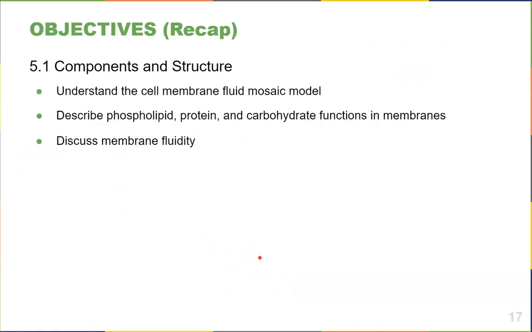Okay, so that's 5.1, the components and structure of the plasma membrane. So hopefully now you know what fluid mosaic means. Hopefully you can describe the parts that make up the mosaic part, and you can describe why the fluid part is important and what changes the fluidity.